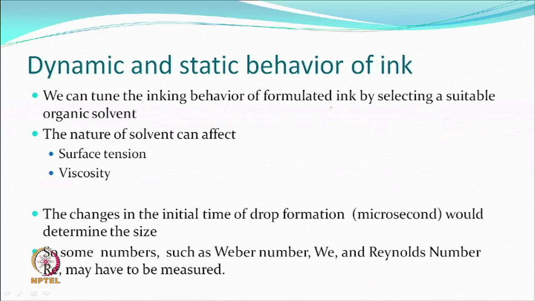These things happen in a very short time, and a small change is also important, and therefore, this is a specialized area of making an ink. Sometimes people like to measure some numbers of this so called dispersion or liquid ink that you make. A Weber number, We, or a Reynolds number may be measured and monitored at different times. When you make the ink, these numbers may have some values.